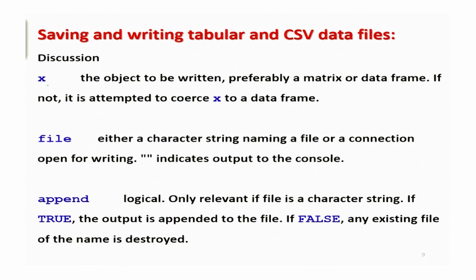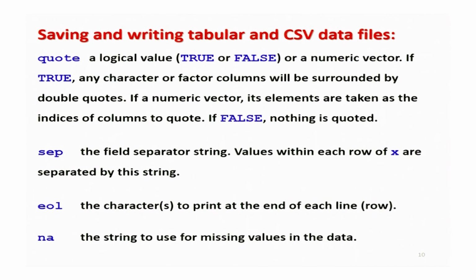X I have already explained, file I have already explained, append I have already explained. And after that you can see here quote, separator, EOL, NA, etc. Right, they can be used here. For example, separator, you know what this is, right? And if you want to print a character at the end of each line, that is a row, then you have to use the option EOL. If you want to handle the missing values, then you have the option NA, right, and so on. And there are complete details and examples if you look into the help of this function, right?